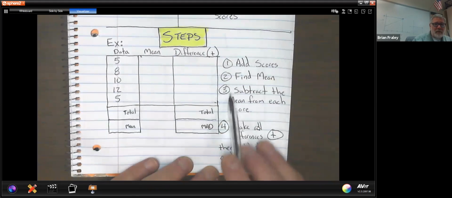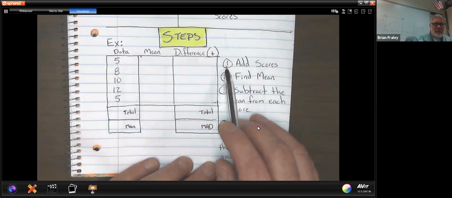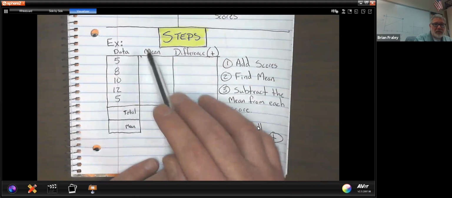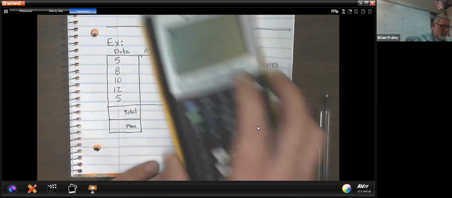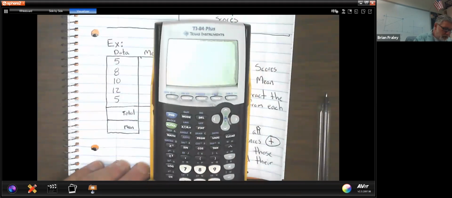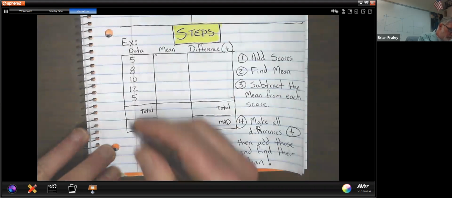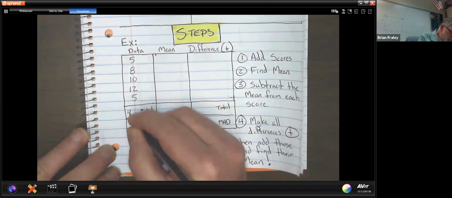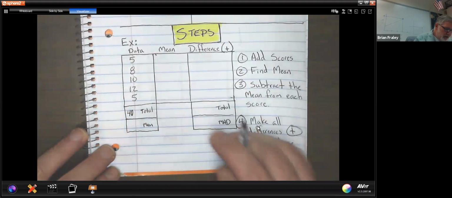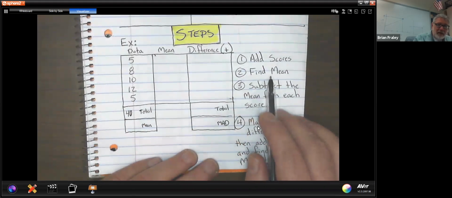And if you notice, we got 4 steps to follow. So the first step says add your scores up. So what I'm going to do is I'm going to go ahead and add up my scores. So I've got 5 plus 8 plus 10 plus 12 plus 5. Now I get a total of 40. So go ahead and put your total right here.